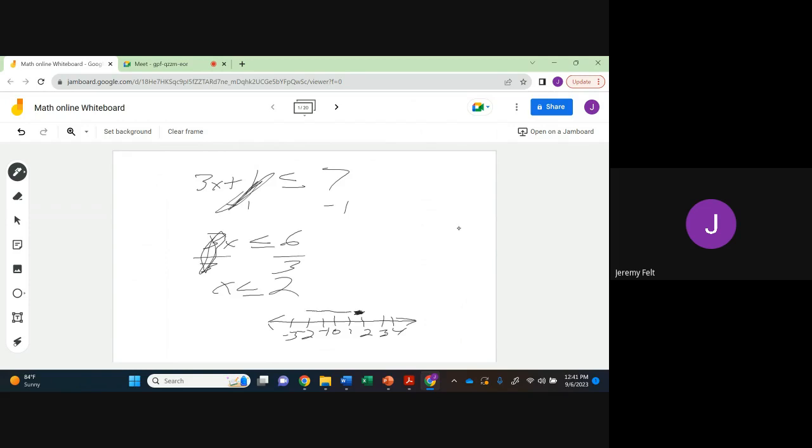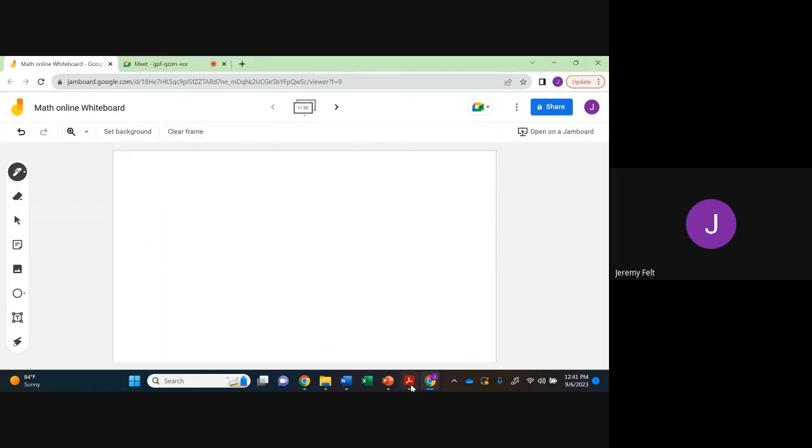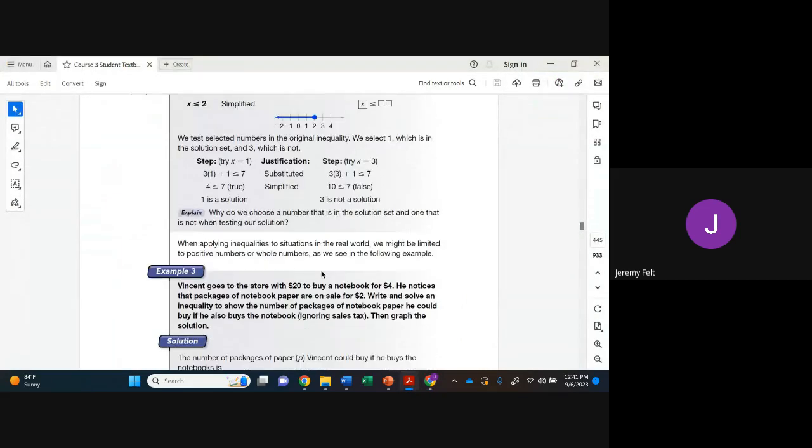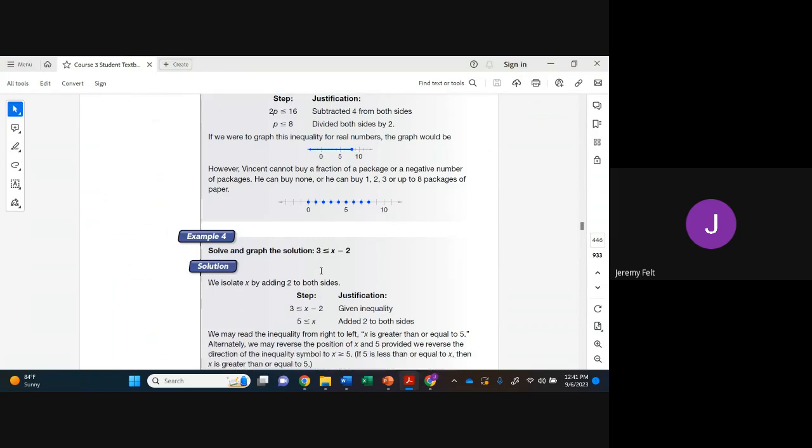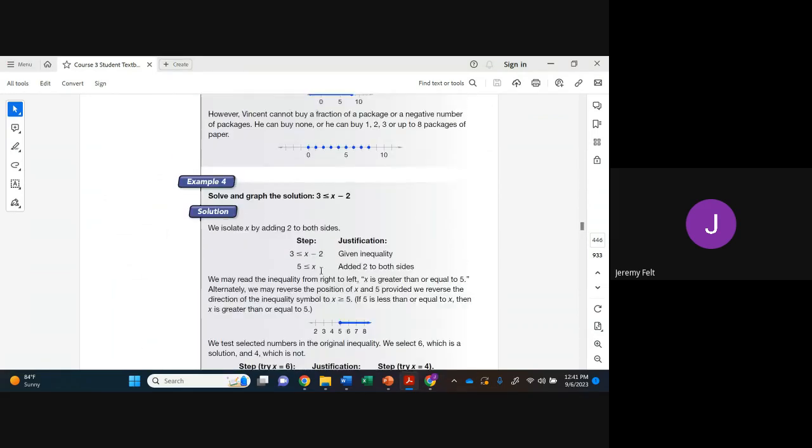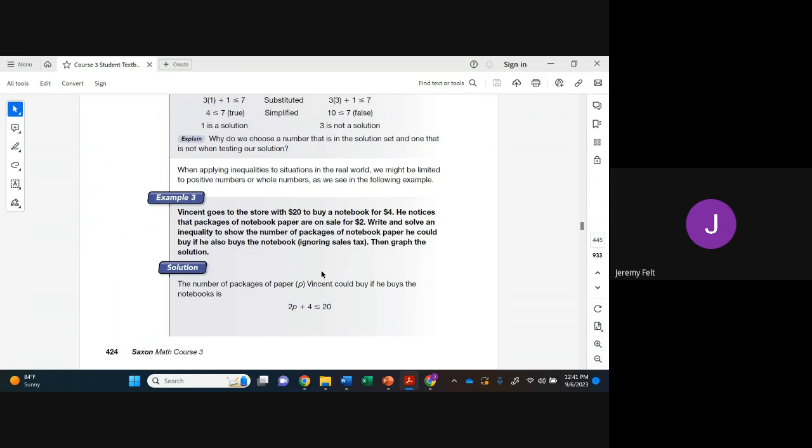So every value to the left. 0 is less than or equal to 2. That's true. -1 is less than or equal to 2. -3 is less than or equal to 2. So every value to the left of that, including 2, would make this a true statement when they're in the range.